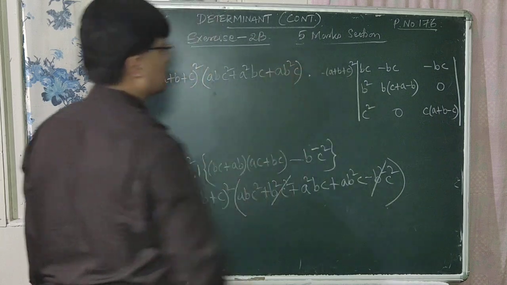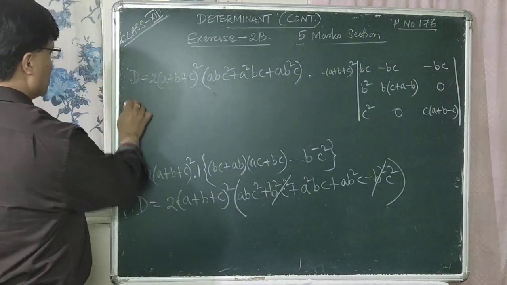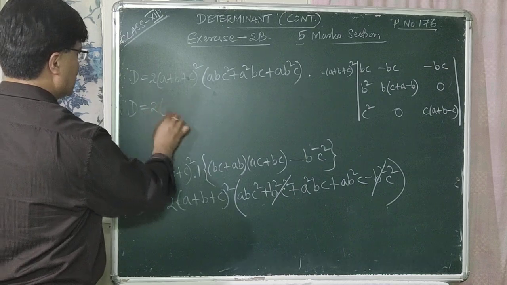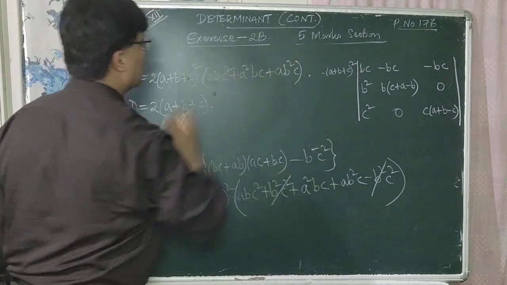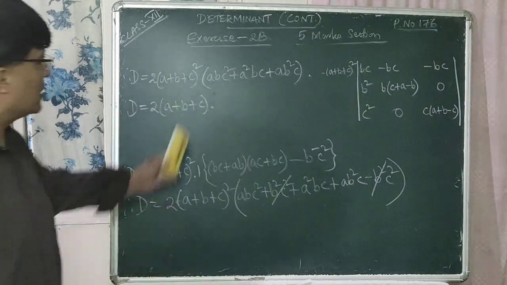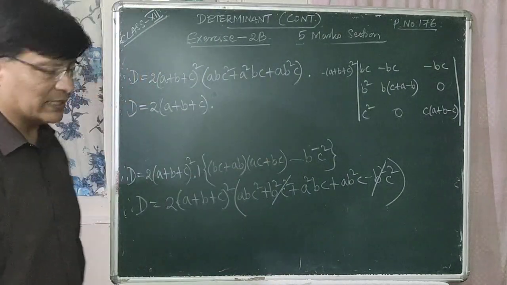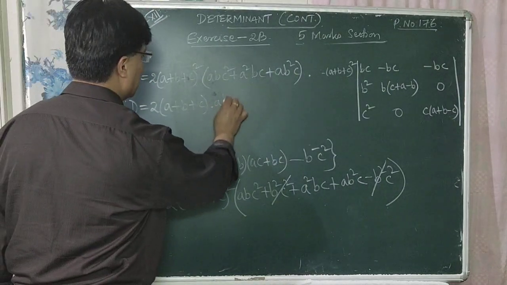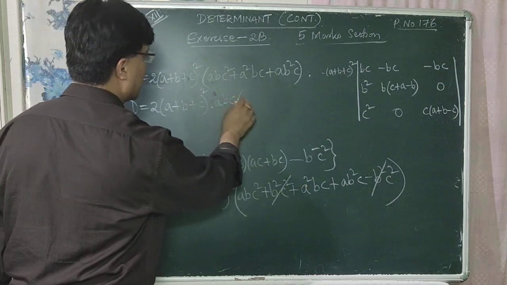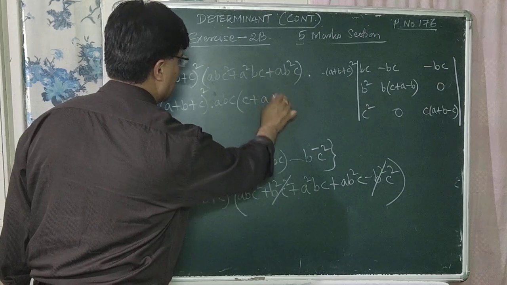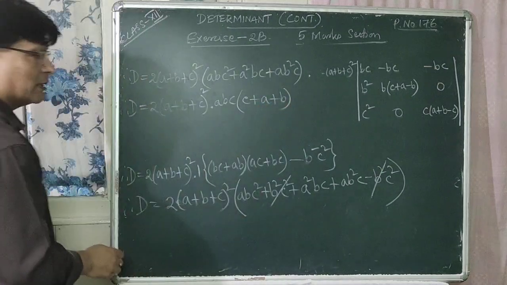Okay? So therefore D is equal to twice A plus B plus C whole square into, what is common here in this expression? What is common in this factor? ABC. So write down ABC. ABC is common. So within bracket what do we get? C plus A plus B. Right?